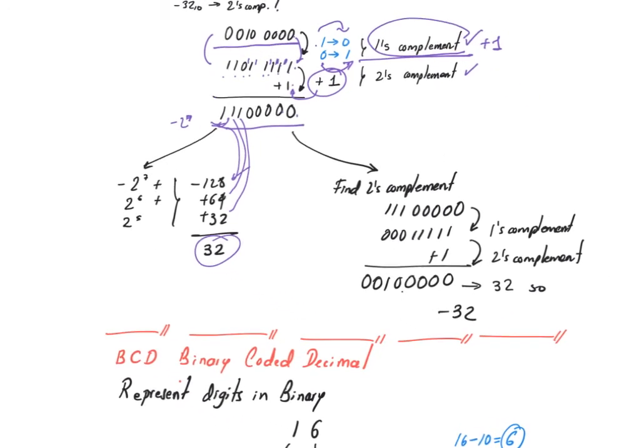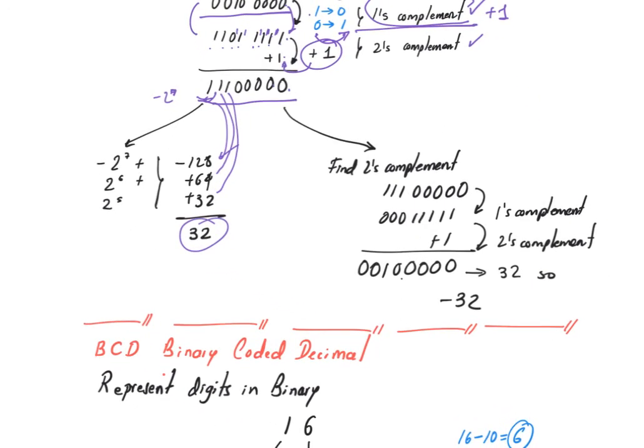Another way to do it is to reverse the process. I take the number that I got, which in this case is minus 32, and I find the 1's complement, I add 1, so I find the 2's complement. That means the 2's complement of minus 32 is 32, right? So I know that the original number then was minus 32.